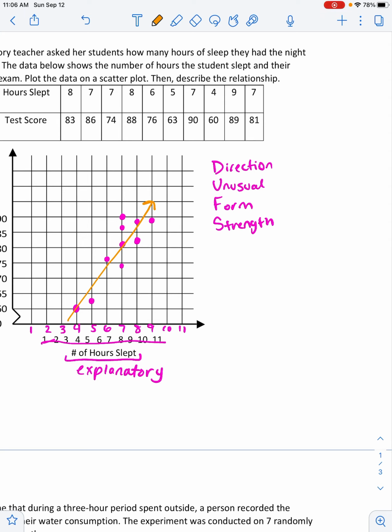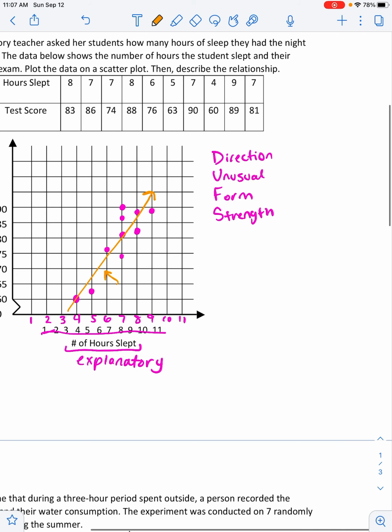It does look like we kind of have a gap in here, but that gap is not really big enough that I'm going to call it unusual. We have people at 4 hours, 5 hours, 6 hours. So that gap is not really a large enough gap in the explanatory that I'm going to consider it to be unusual. So let's write this.